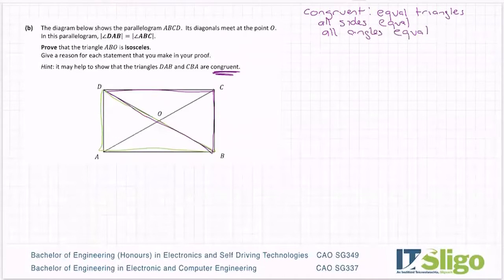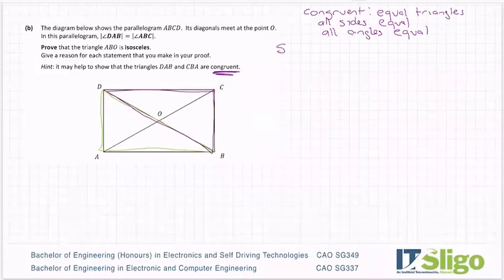Okay, there's another type of triangles on your course, and they're called similar triangles. And it's quite easy to confuse the two. Similar triangles have all angles equal, but their sides are different. Congruent, all the sides are equal, all the angles are equal. The two triangles are an exact copy of each other. Okay, so when you're proving congruent, there's a few ways of doing it.